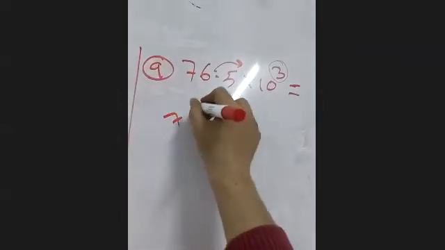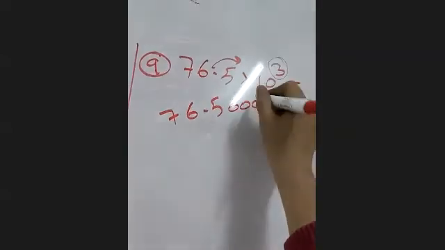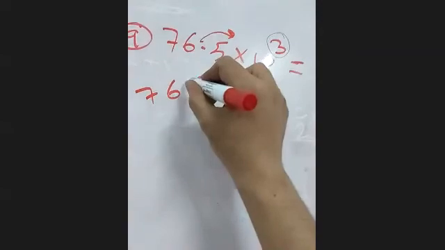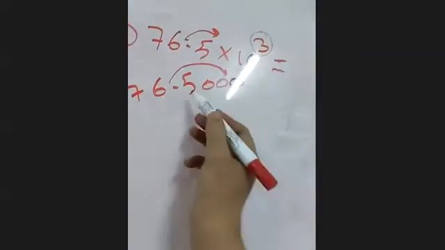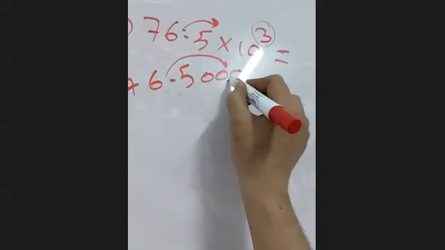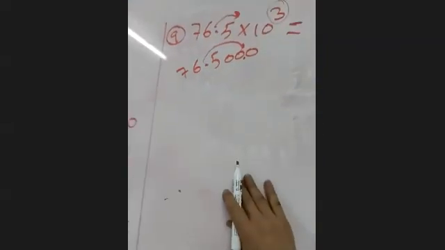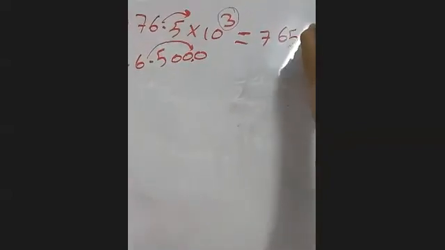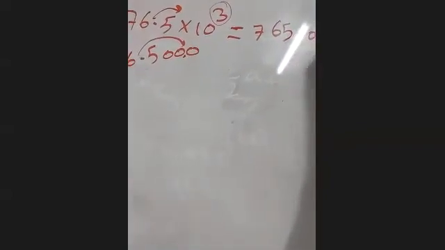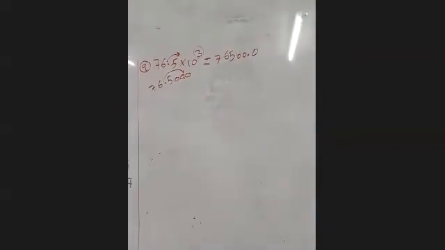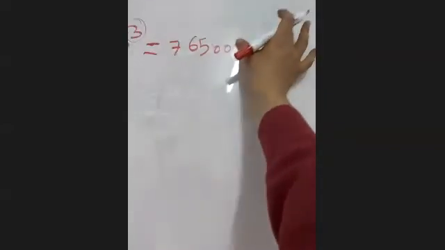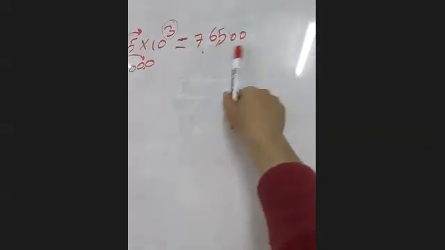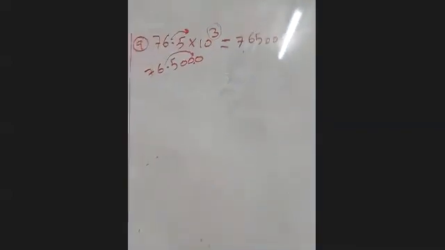I will add it here: 7, 6, decimal 5. I can add zeros, okay? Now push the decimal 3 digits. 1, 2, 3. The decimal will be here, right? Yes. Look at the answer now: 7, 6, 5, 0, 0. We don't need the decimal 0 at the last. So what's the answer? 76,500. Got it?